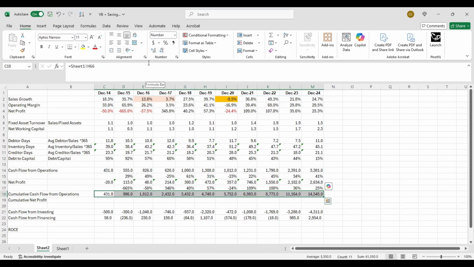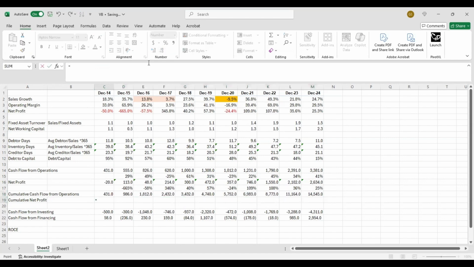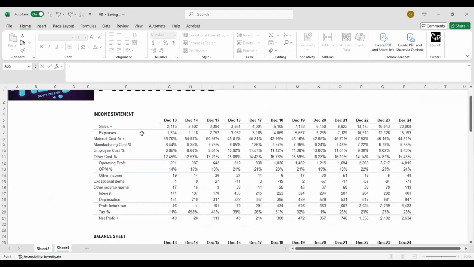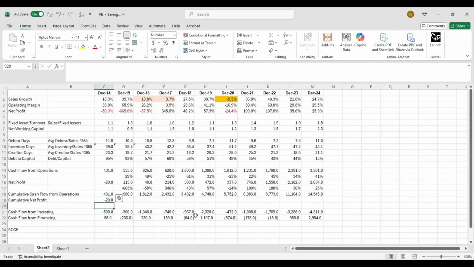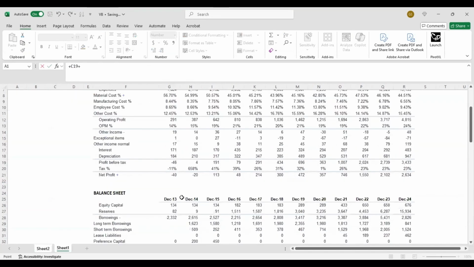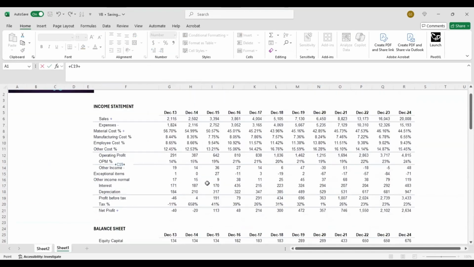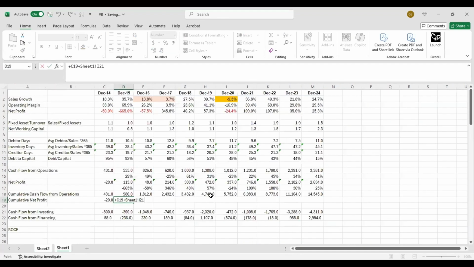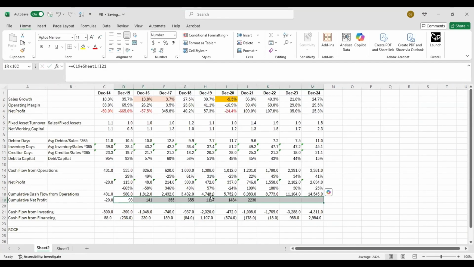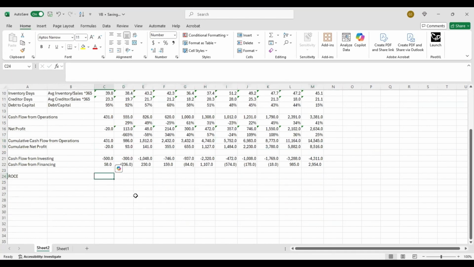It's cumulative. I can then compare it with my net profit, which is in my income statement. So again, this can be another method of seeing the growth of your net cash flow and net profit, or whatever number you want to analyze. Now let's come back to return on capital employed.